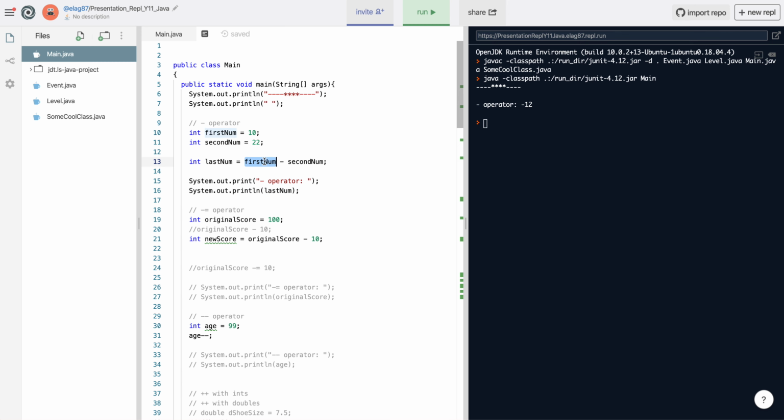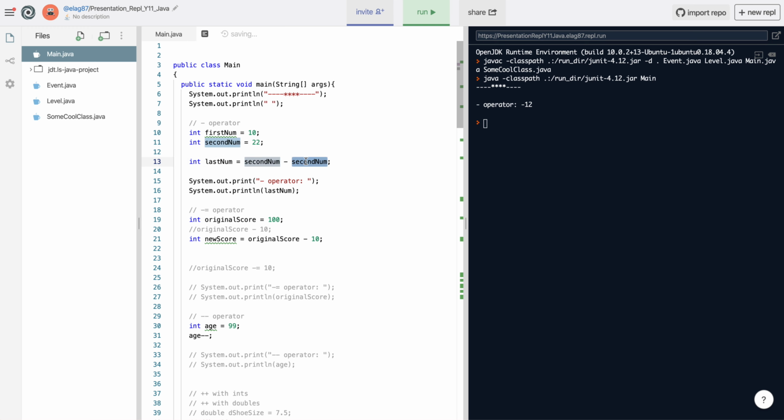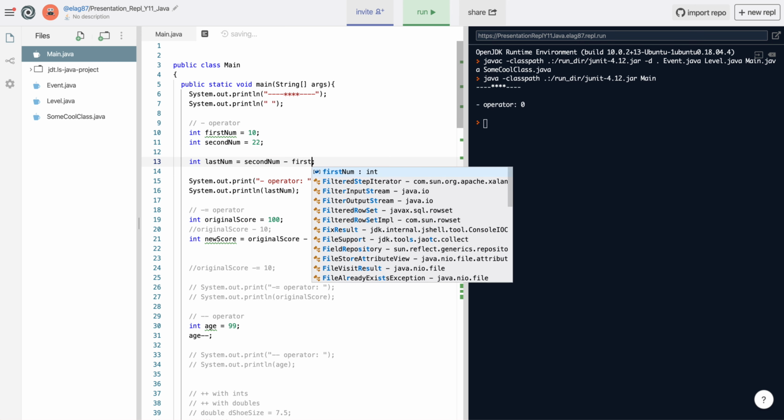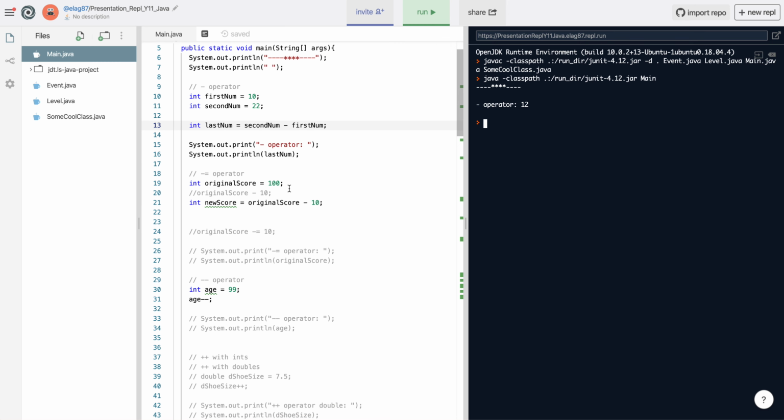In this case, if I switch them around and did something like second num minus second num, I would then end up with 0. And then if I did second num minus first num, I would expect positive 12. So simple operators like minus and plus will work just as expected when it comes to any math operation that you've done. Let's look over a more specific operator like the minus equals operator.